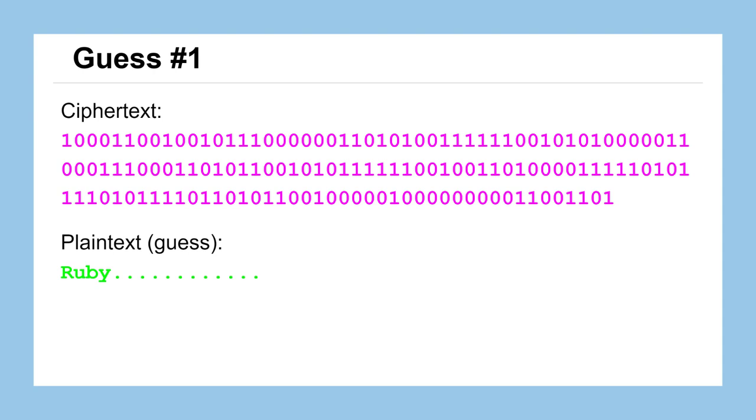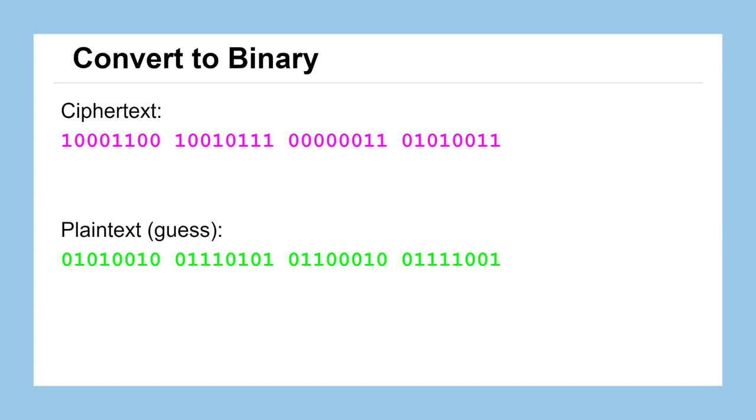So here's how we're going to go about implementing our attack. We're going to take our plaintext guess and convert it to binary using the same ASCII system we've been using. And I'm just going to focus on the first 4 bytes of the message here, just to make this a little bit more digestible.